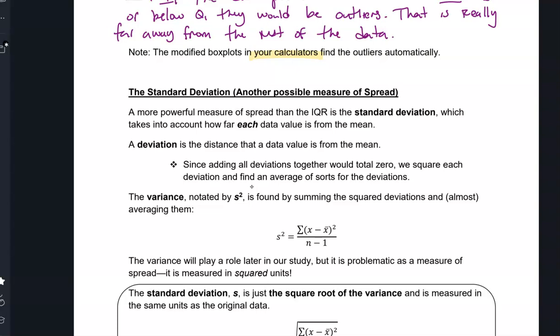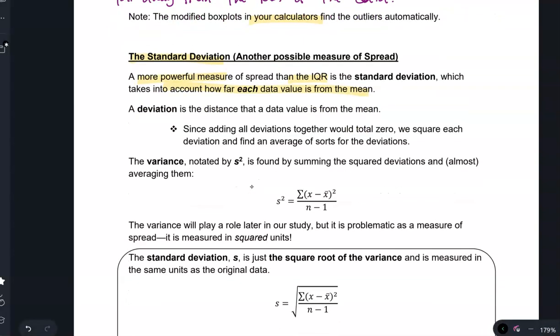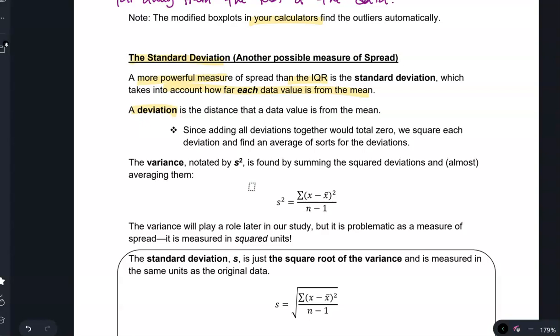Another measure of spread is called our standard deviation. All of these little detail-y things are to get to describing distributions in a thorough, meaningful way, using our SOCS: shape, outlier, center, spread. Some people say that standard deviation is more powerful than IQR, because it takes into account how far each data point is from its mean. So when I say deviation, I'm talking about the distance of a single data value from its mean.